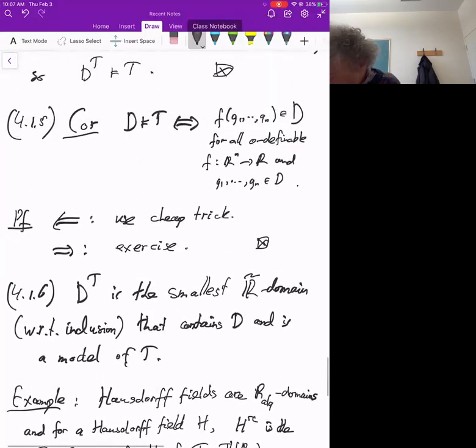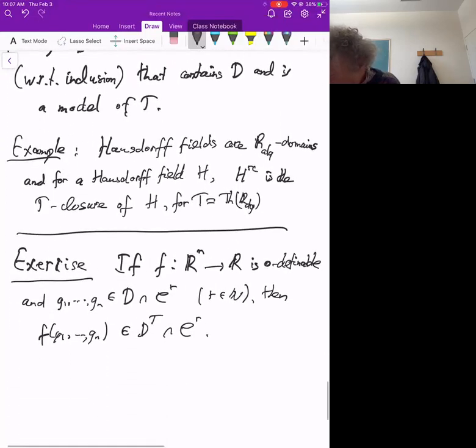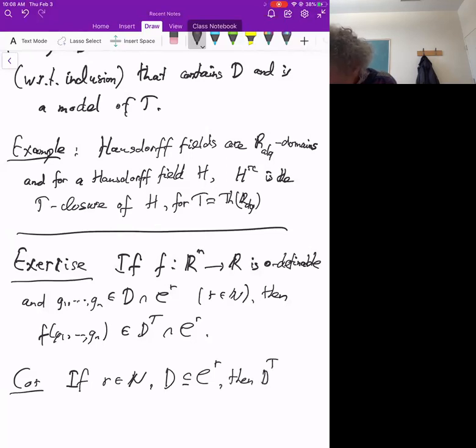And I will actually come back to this exercise. I will show later an argument that shows you how to prove this. Let me mention a corollary now. If r is a natural number and D consists of C^r germs, then again D_t, the T-closure, also consists of C^r germs. You do not lose any smoothness here.